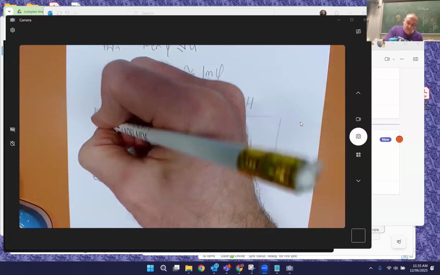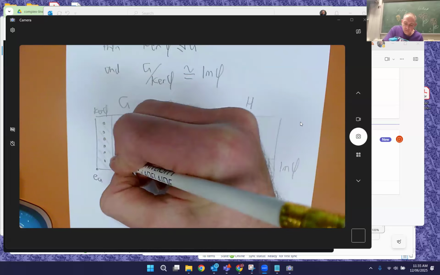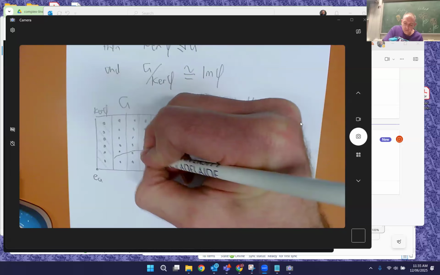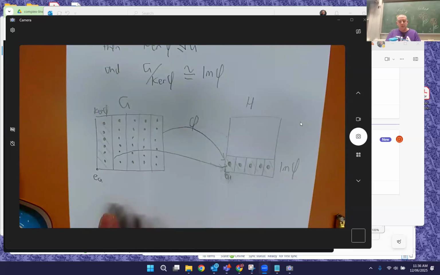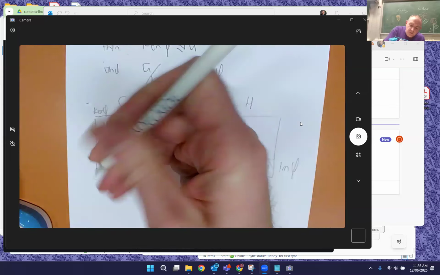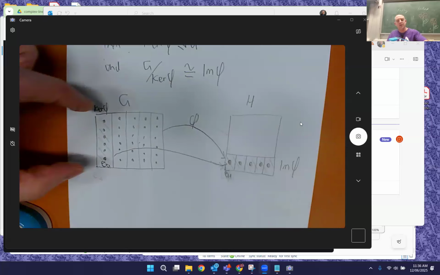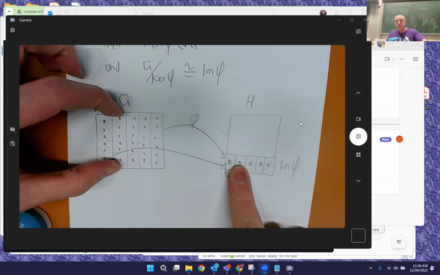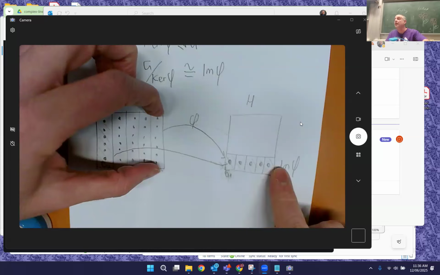So this has probably several things in it. Thank you for bearing with me as I adjust my diagram. Okay, so all of these elements end up here at the identity. All of these elements end up here. All of these elements end up here.